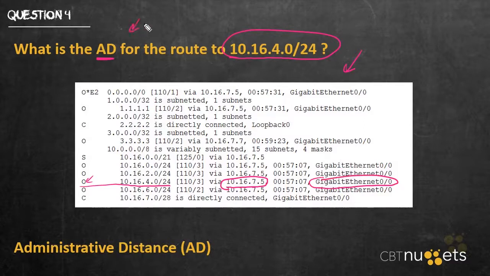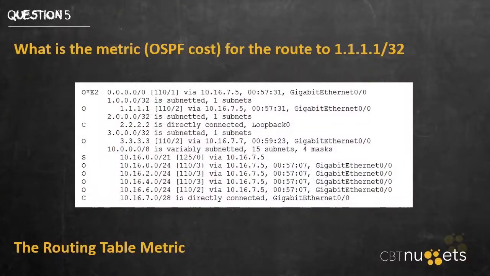But regarding our question of the AD, the administrative distance for this route is this first number right here, which is 110, which happens to be the default administrative distance for routes that were learned via OSPF. And then this 3 following that is the metric. In the case of OSPF, that would be the cost. Which leads us to this next question regarding the metric or OSPF cost for a route to 1.1.1.1 with a 32-bit mask. So that would be like a host route. So my question regarding that route, what is the OSPF cost associated with that route?